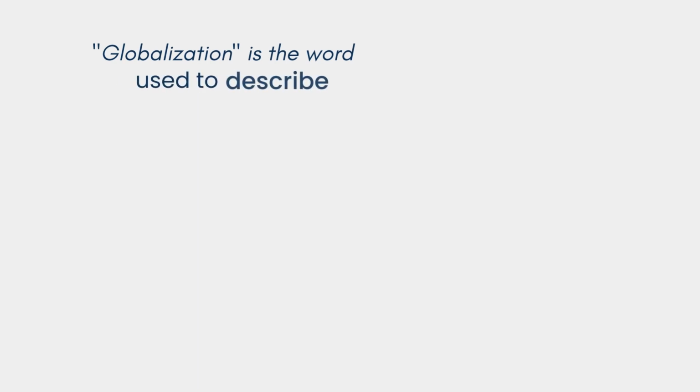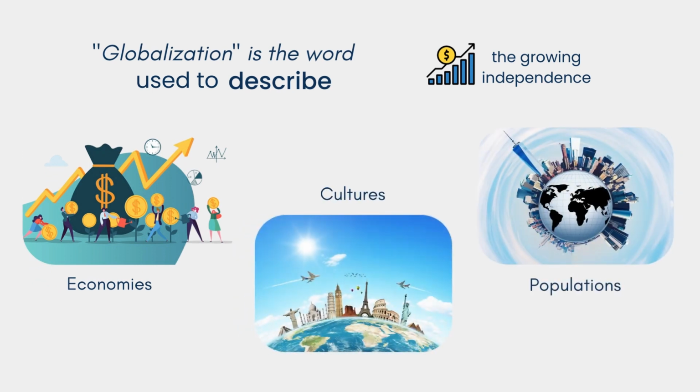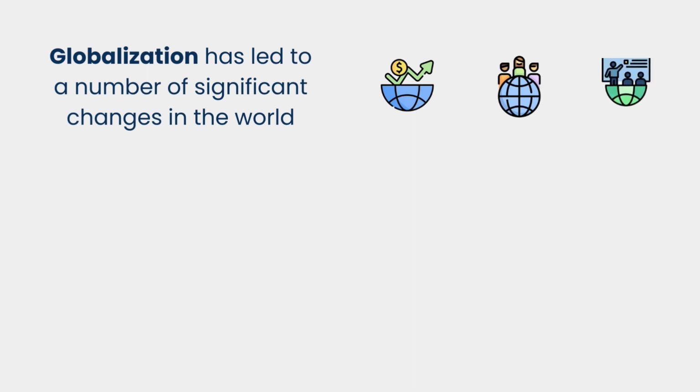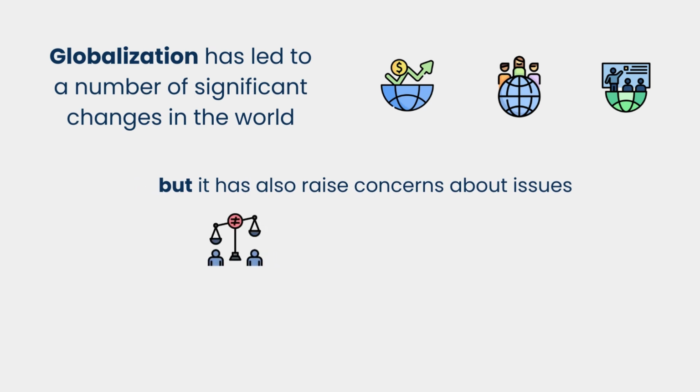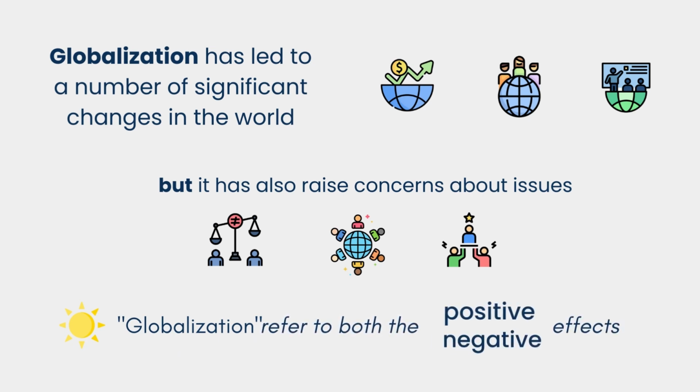Globalization is the word used to describe the growing interdependence of the world's economies, cultures, and populations, brought about by cross-border trade in goods and services, technology, and flows of investment, people, and information. Globalization has led to a number of significant changes in the world, including increased economic growth, greater cultural exchange, and increased political cooperation. It has also raised concerns about issues such as inequality, the loss of cultural identity, and the exploitation of workers. The term globalization is often used to refer to both the positive and negative effects of this process.